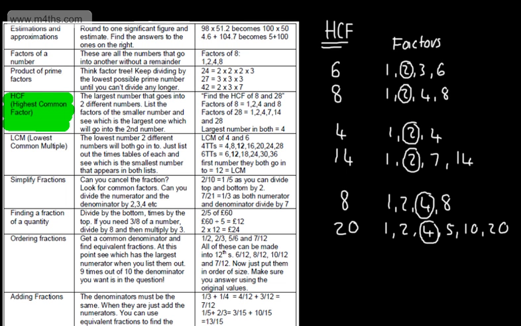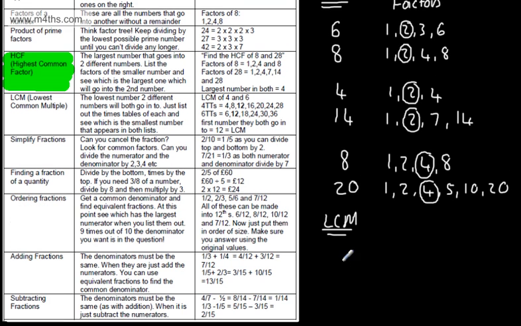Okay, let's look now at the lowest common multiple. The lowest common multiple is the first number that 2 or more numbers go into. So let's have a look at a nice straightforward example. Let's find the lowest common multiple of 6 and 8. All I want to do is find the first number that both of these go into.